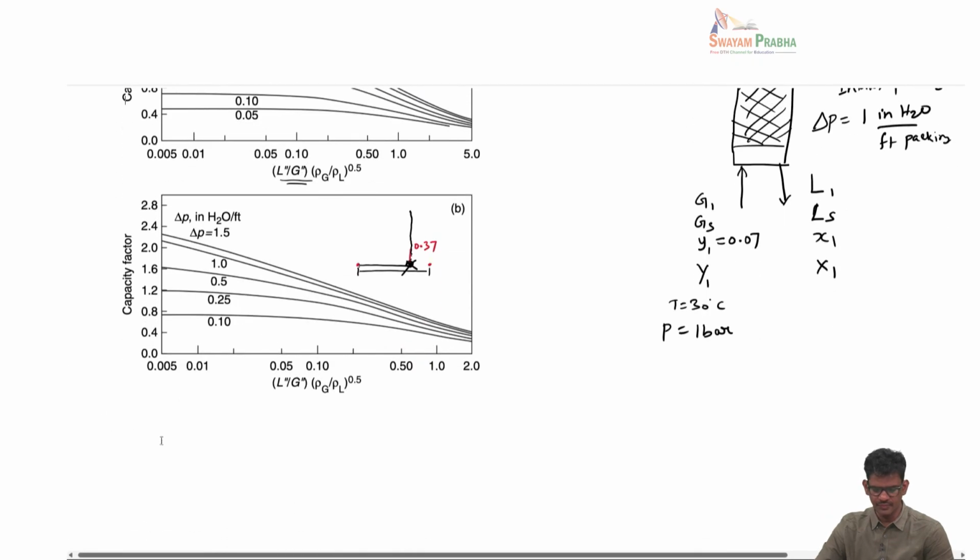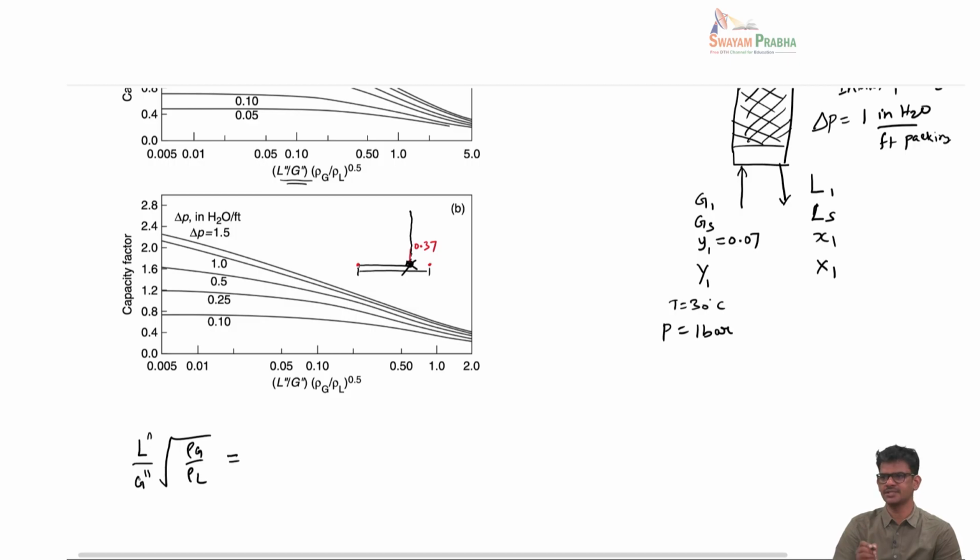Now in this problem, we first calculate the factor L double prime over G double prime square root of rho G by rho L. Okay, this is the factor that we need to find out first. And since L double prime and G double prime are the liquid and gas mass velocities or mass fluxes, that is mass flow rate by the area, but since I am taking the ratio of the two, the area will get cancelled, so I can very well write in terms of the mass flow rates itself.